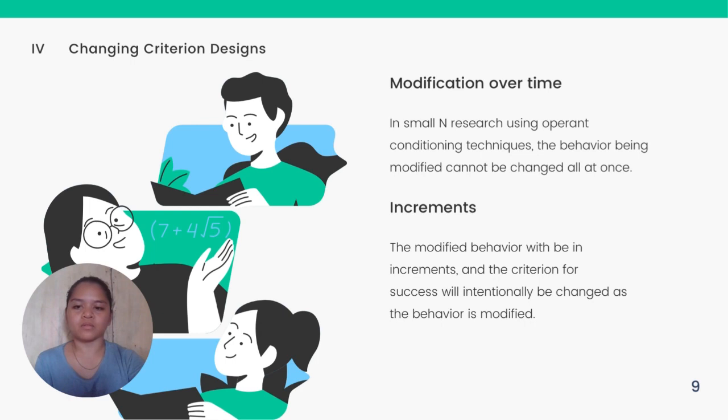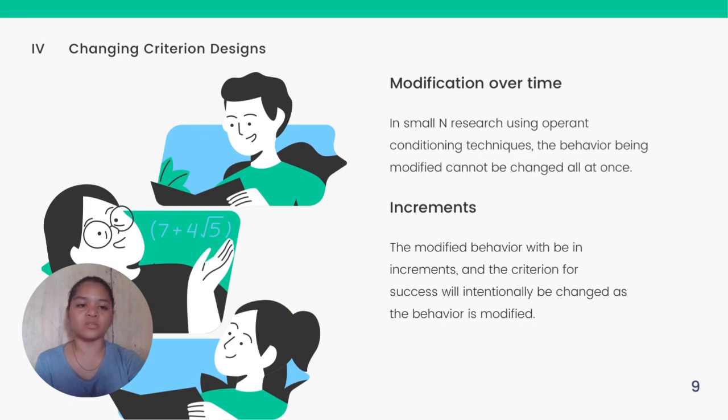Overall, changing criterion is a useful technique for modifying behavior gradually over time in small N research using operant conditioning techniques. By setting a series of progressively more stringent goals, researchers can gain more precise control over the behavior being modified, increase experimental validity, and better understand the process of behavior change.